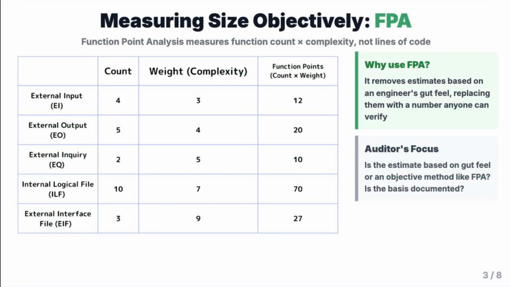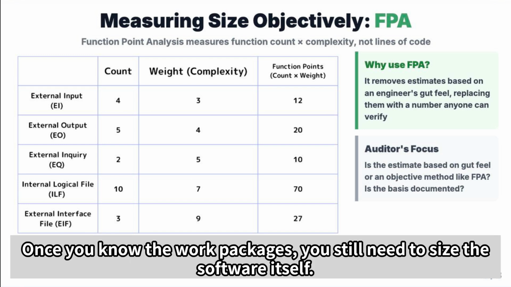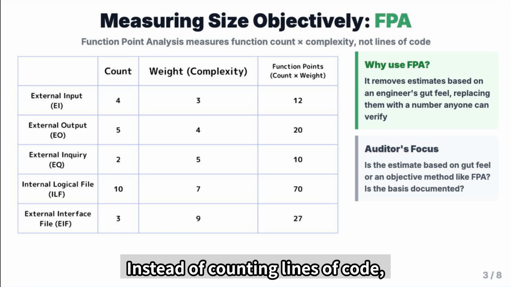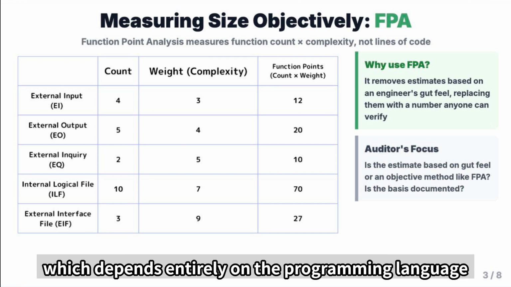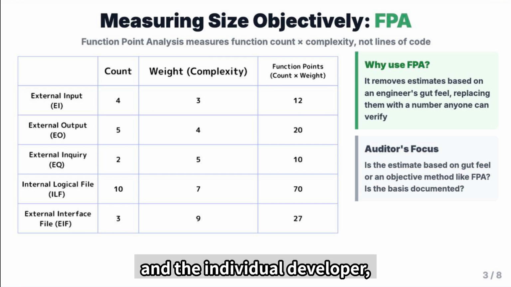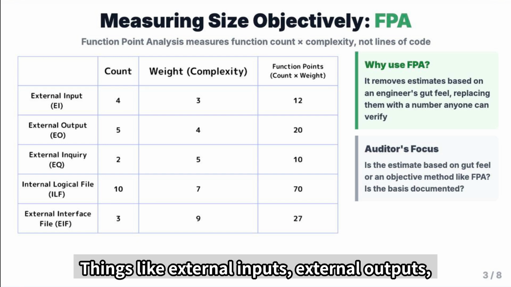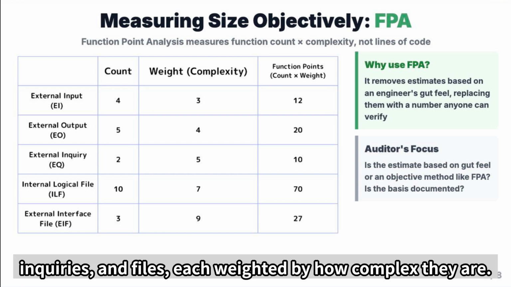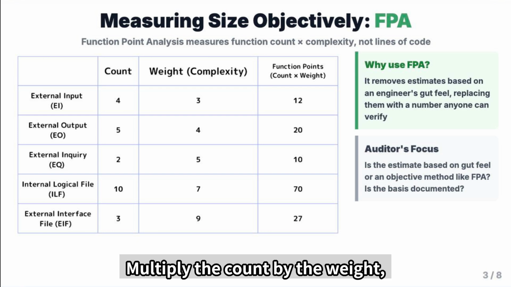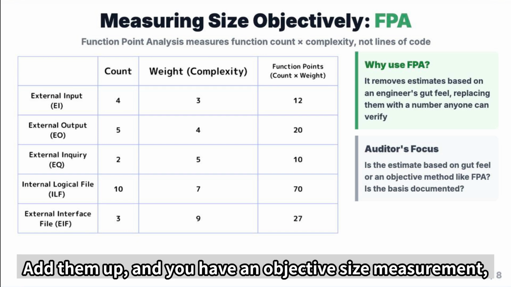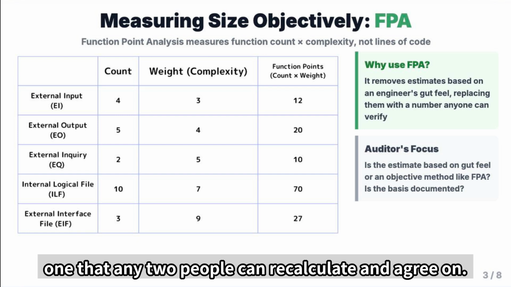Measuring size objectively, FPA. Once you know the work packages, you still need to size the software itself. That's where function point analysis, or FPA, comes in. Instead of counting lines of code, which depends entirely on the programming language and the individual developer, FPA counts the number of functions and their complexity. Things like external inputs, external outputs, inquiries, and files, each weighted by how complex they are. Multiply the count by the weight, and you get a function point total for each category. Add them up, and you have an objective size measurement, one that any 2 people can recalculate and agree on.